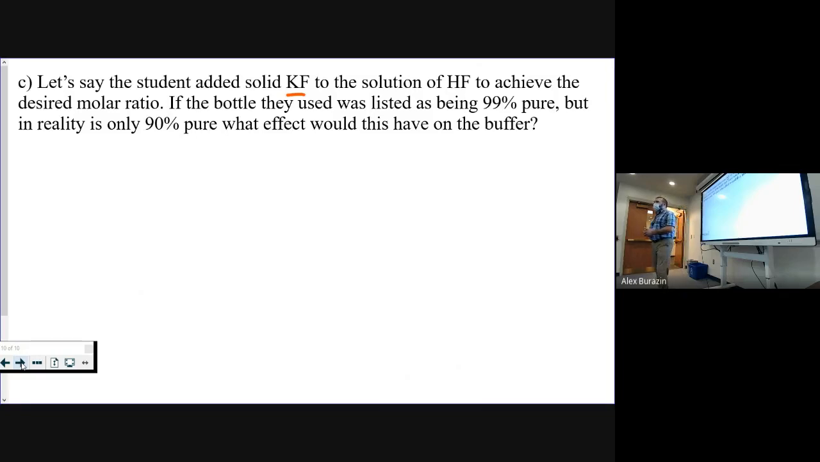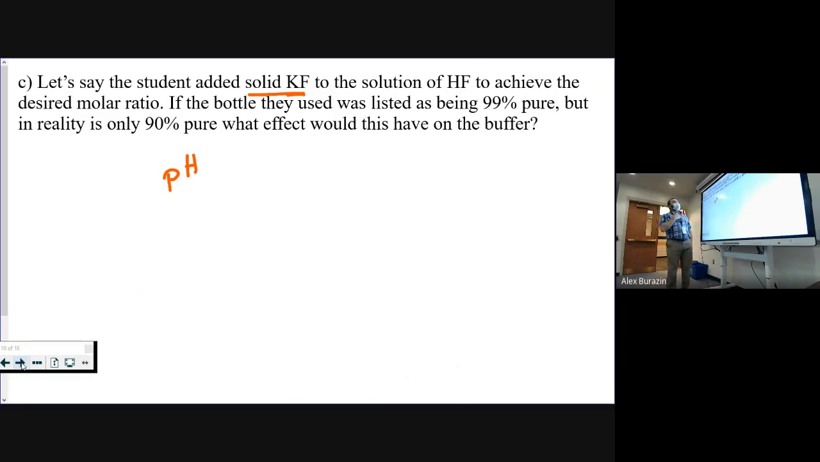That's not nearly specific enough. Oh, wait, which chemical is 90? The potassium fluoride. Okay, so basically it would become more acidic. Yeah. The pH of my buffer would be, oh, lower. You're correct. Why? Because you're adding less base.